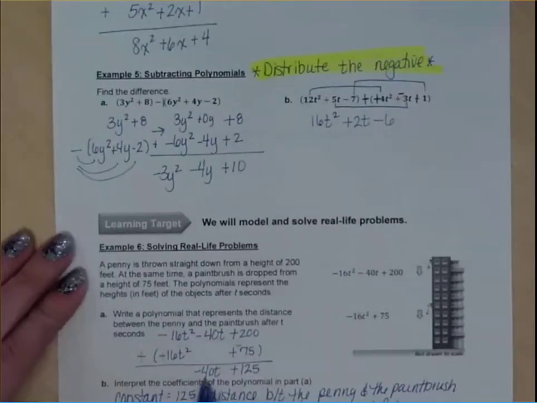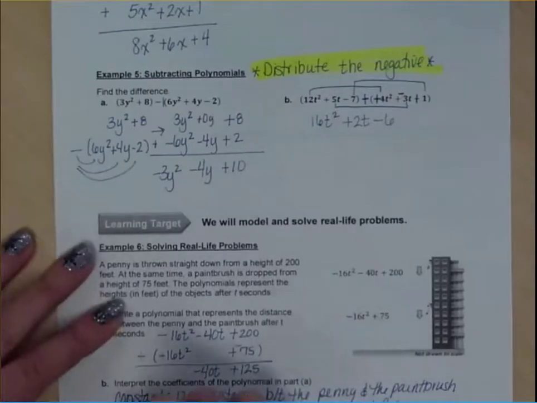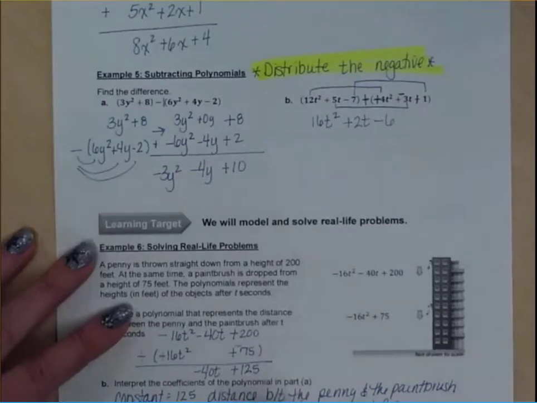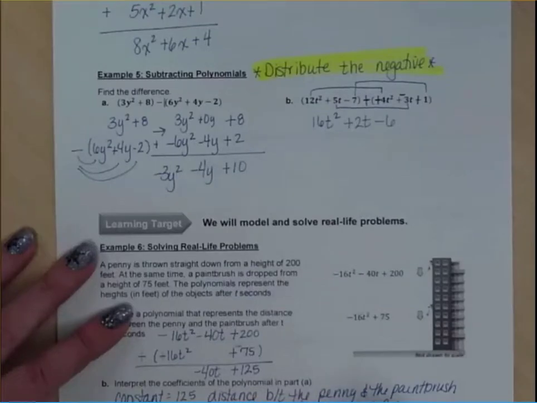Well, what does this negative 40 represent? So our leading coefficient here is negative 40, and that's going to represent the amount of feet that changes between the objects each second.